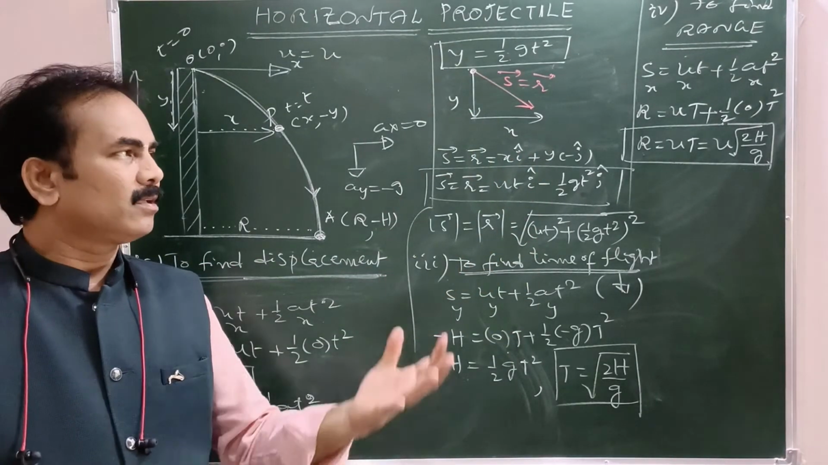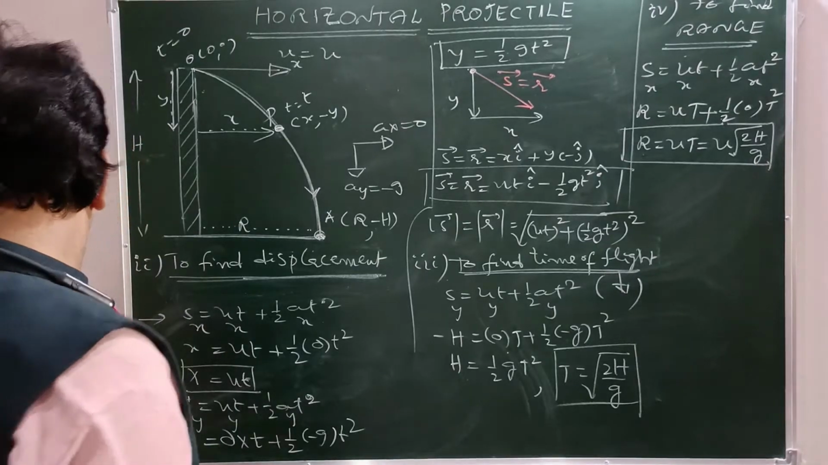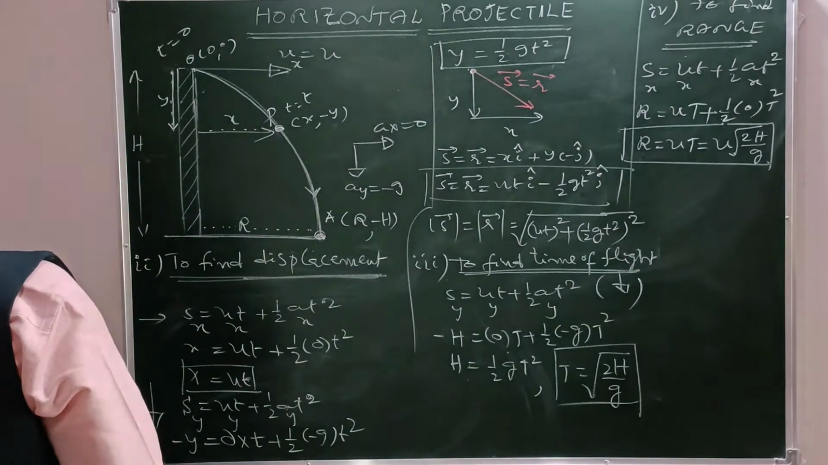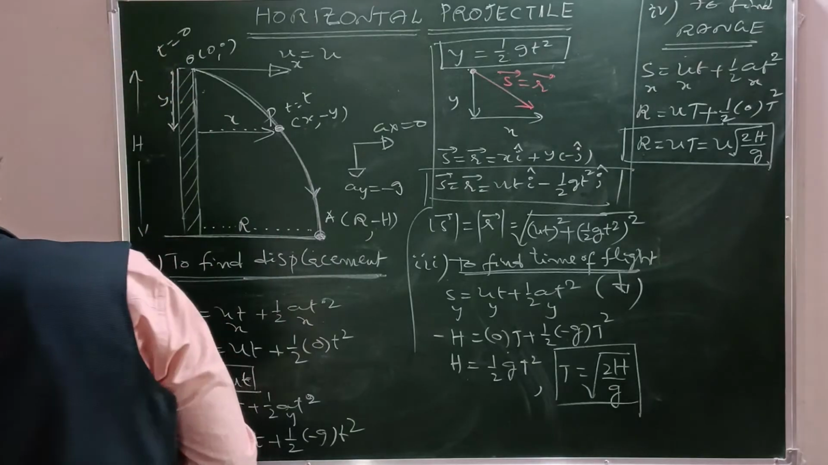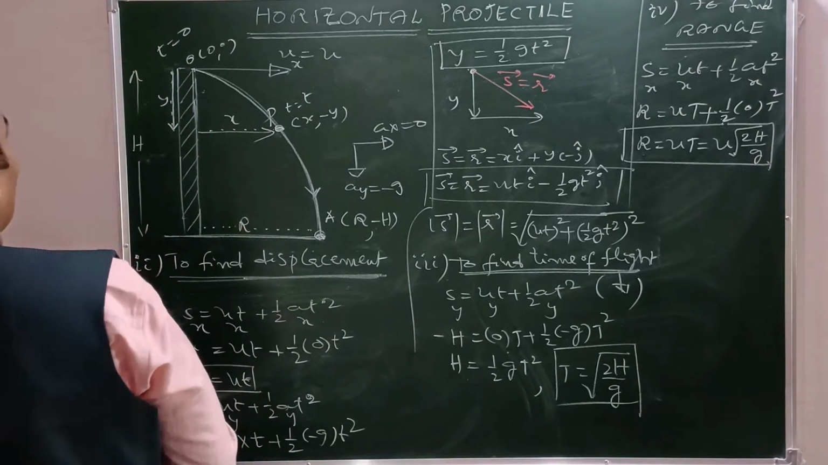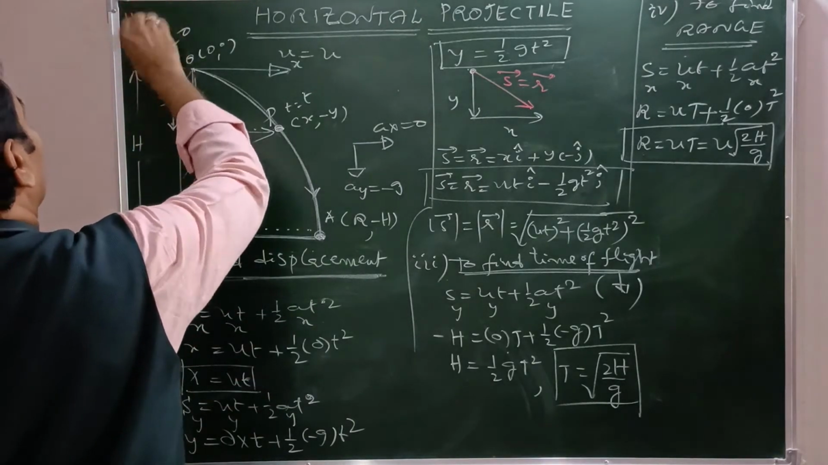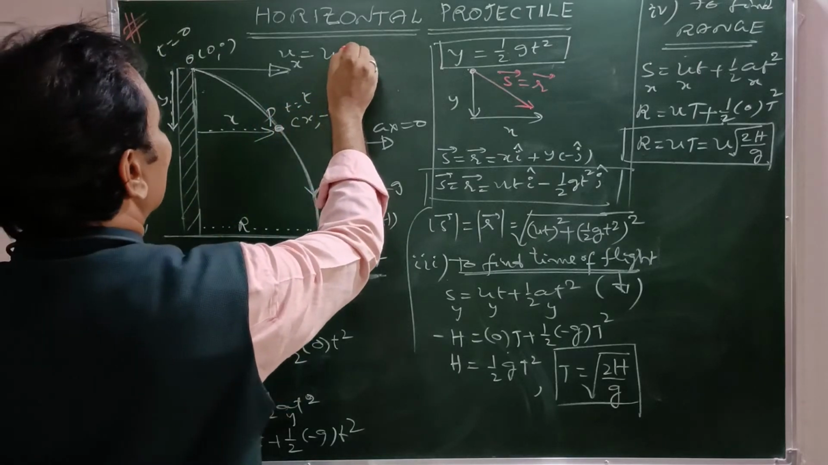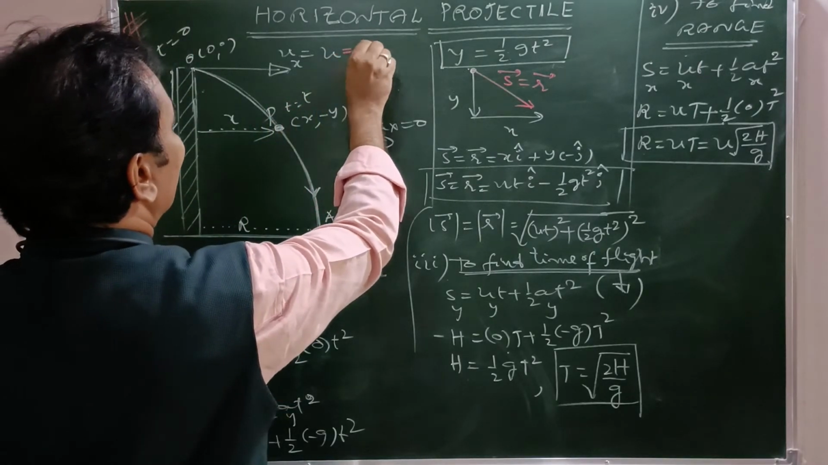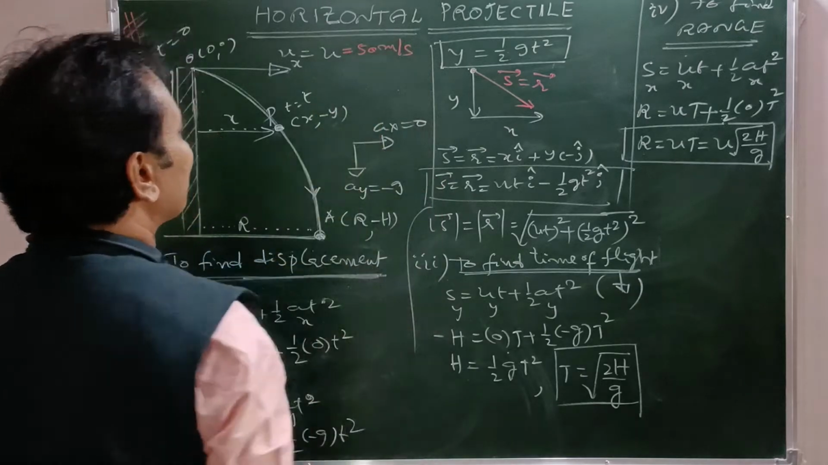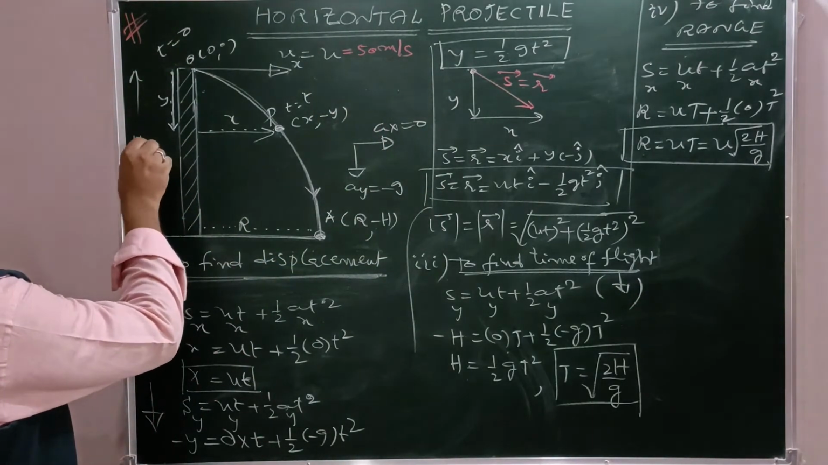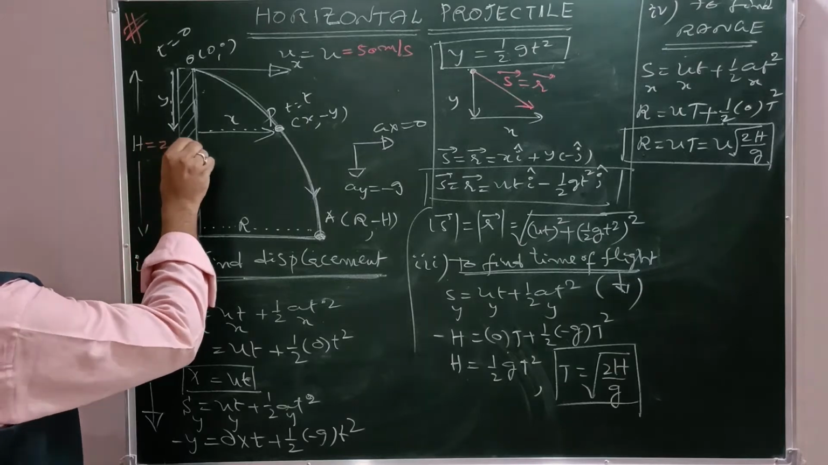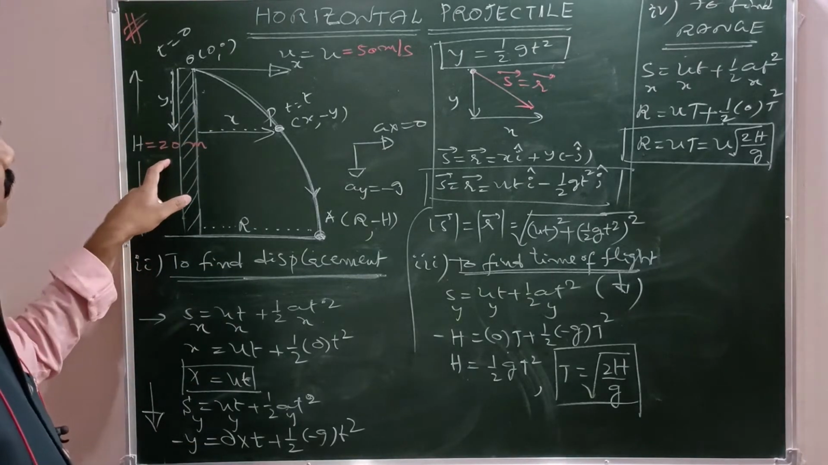Now coming to one numerical here. So I am taking a numerical here. What is the velocity of projection here? That is 50 meter per second. What is the height of the tower here? That is 20 meter. Right?